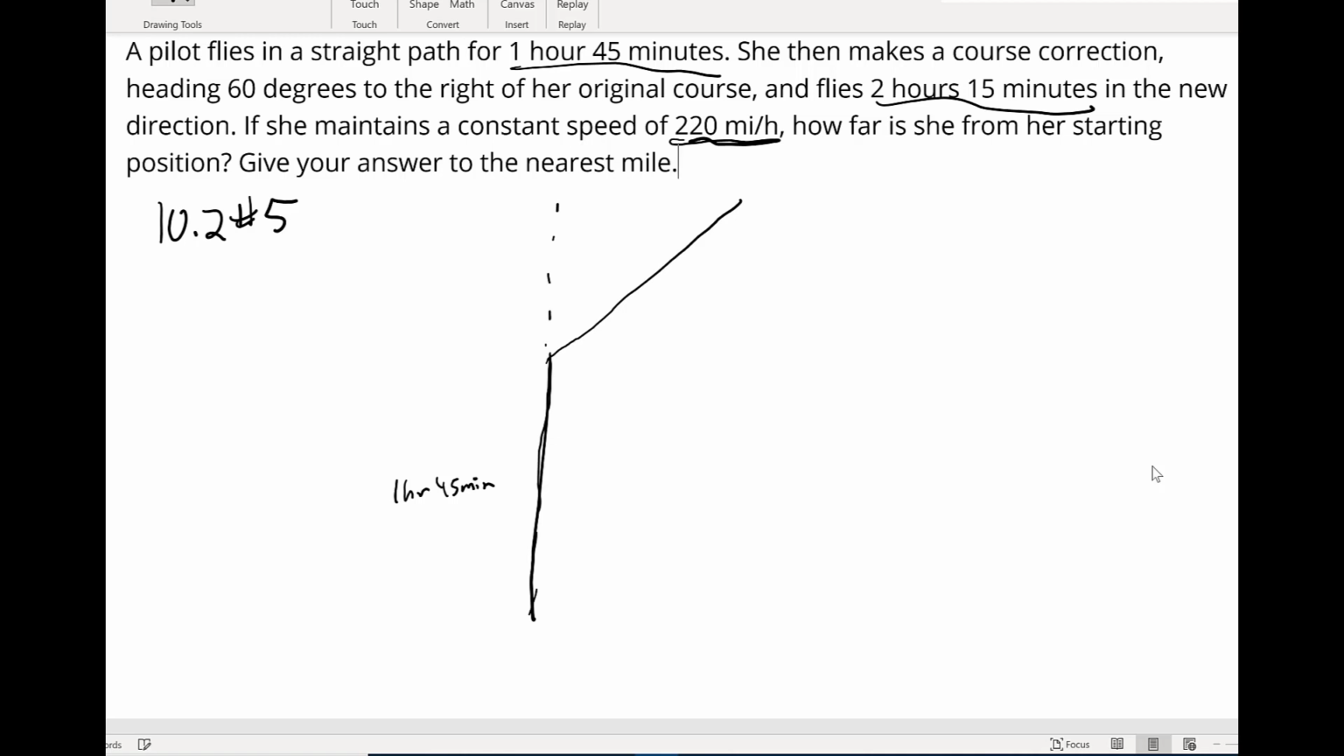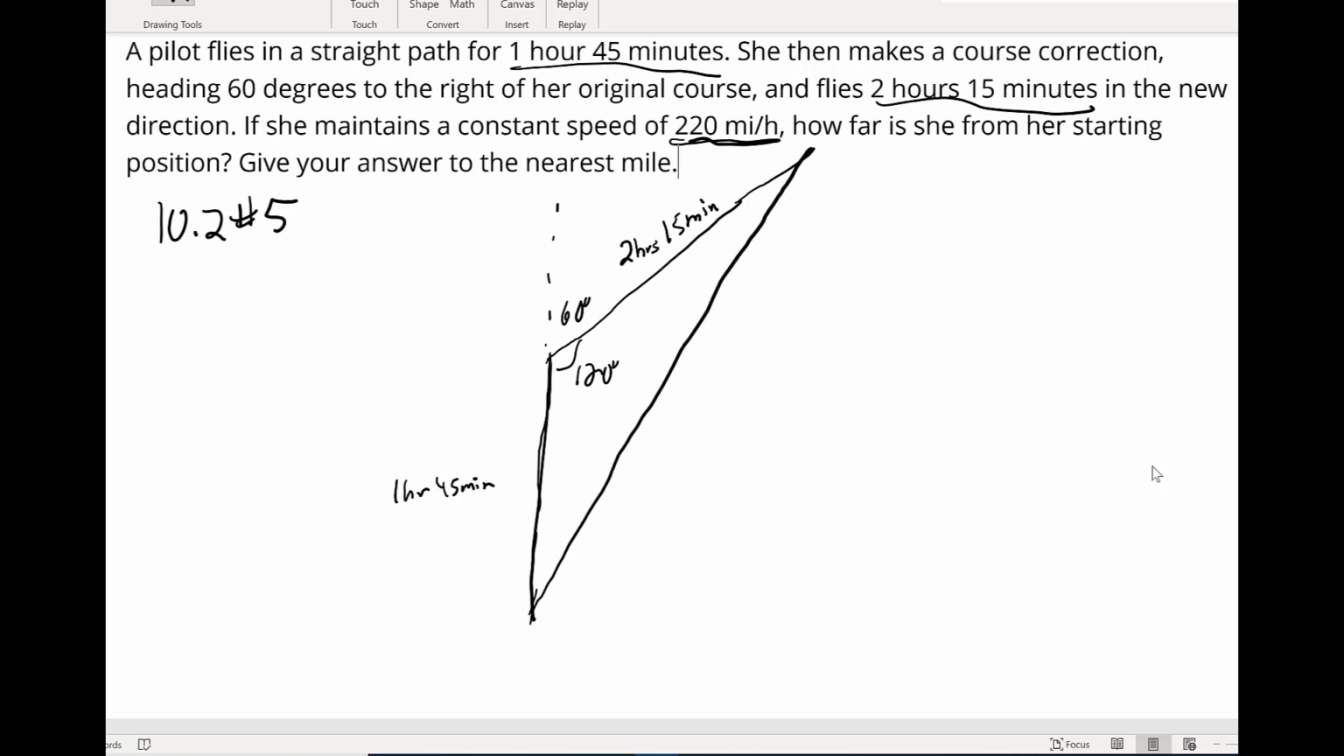Maybe I should make that a little more exaggerated. We'll call this 60 degrees, which means this angle here is 120 degrees. And this one she's going for 2 hours 15 minutes. And what we want is this resultant side.